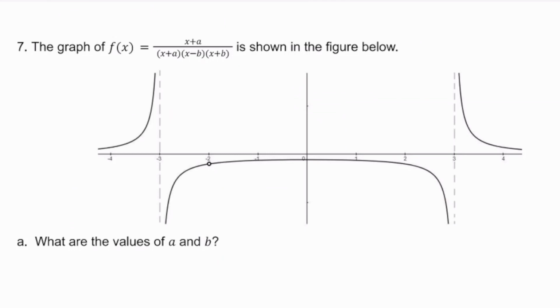All right, now we've got ourselves a picture of the graph of f of x, which is (x plus a) over (x plus a) times (x minus b) times (x plus b). Okay, so what are the values of a and b?